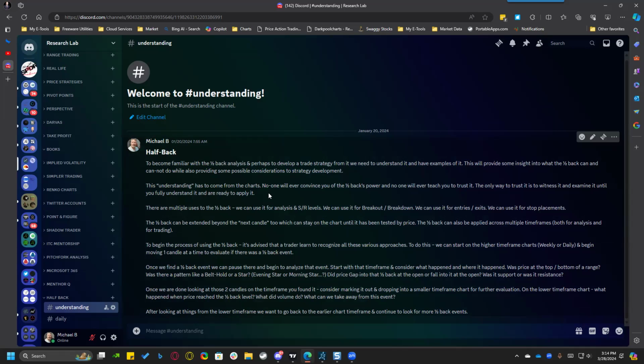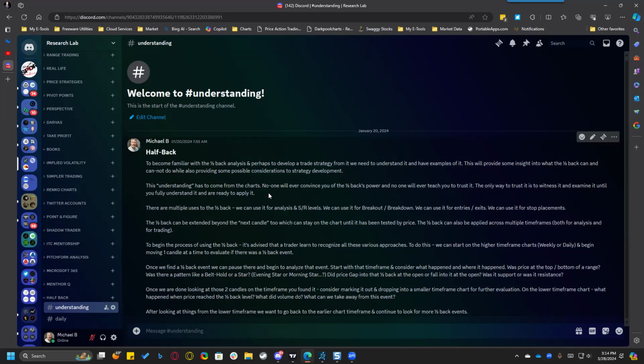There's multiple uses of the halfback. We can use it for analysis and support and resistance levels. We can use it for breakouts and breakdowns. We can use it for entries and exits. We can also use it for stop placements. The halfback can be extended beyond the next candle, which is really awesome, by the way. And you can leave it on the chart until it has been tested by price. I'll try to find you an example of that too.